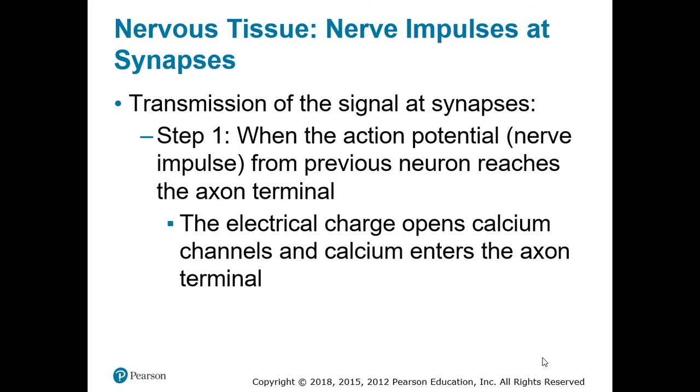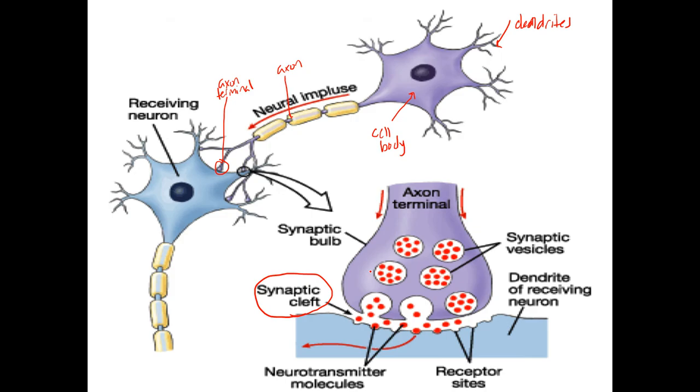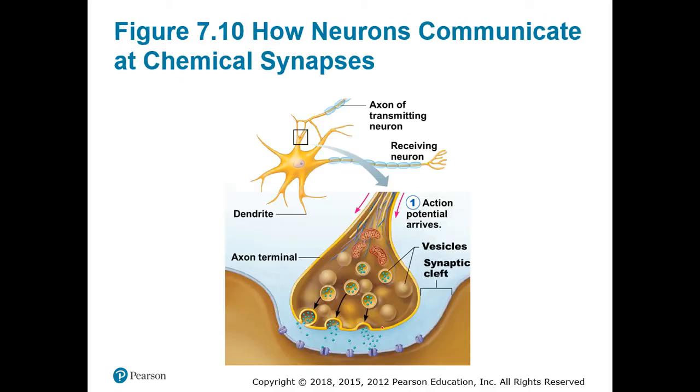Step 1. When the action potential, or otherwise known as the nerve impulse, from a previous neuron reaches the axon terminal, this electrical charge opens calcium channels and therefore causes calcium to enter the axon. So what does that mean? Well, when this nerve impulse reaches all the way down here, that means calcium rushes in. So again, here is this image that your book gives you. It comes in, calcium enters.